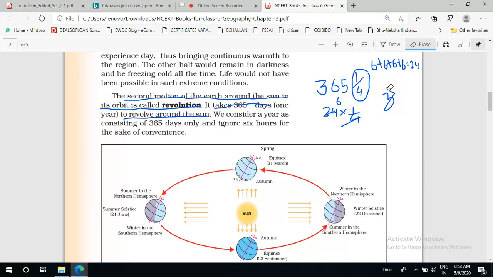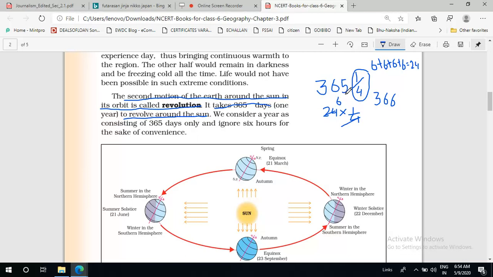Okay, so every fourth year we experience an additional day in the year, and because of this there are 366 days in a year. This year is called a leap year. Why is it called a leap year? Because it has one more day. In every normal year we have only 365 days, but on every fourth year we see that there are 366 days in a year.